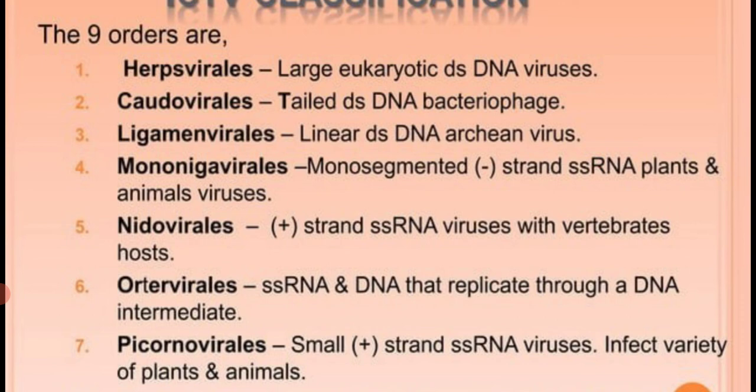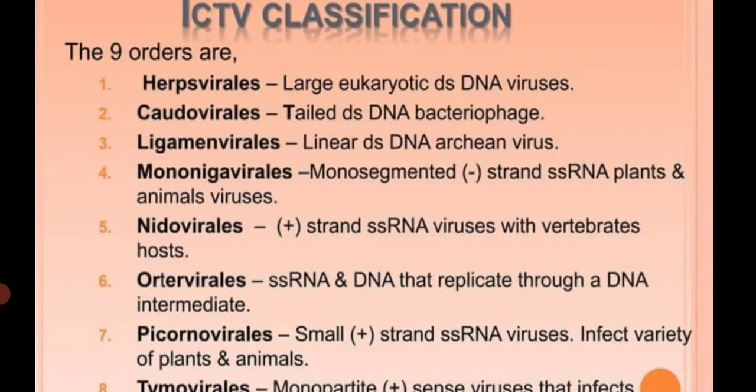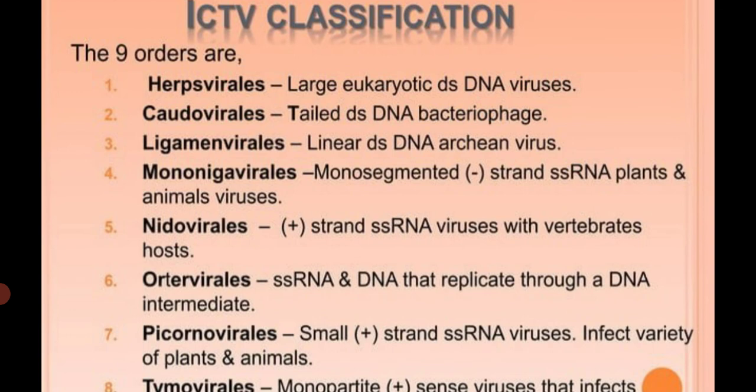Sixth order, Ortervirales, this order contains single-stranded RNA and their intermediate is a DNA, and after formation of intermediate DNA with the help of reverse transcriptase enzyme, this DNA replicates and causes multiplication of viruses. Then the seventh order, Picornavirales, consists of small positive sense single-stranded RNA viruses and it causes infection to plants and animals.